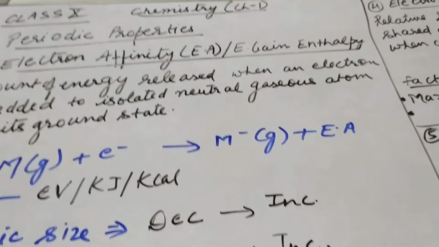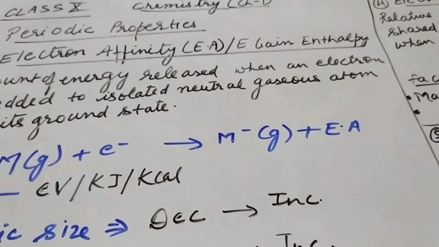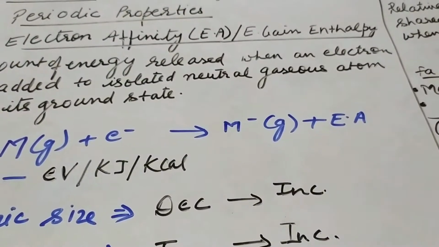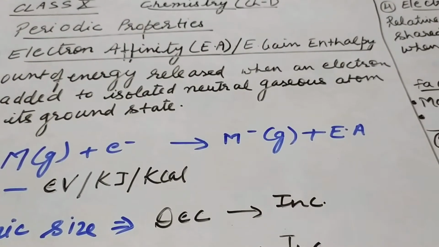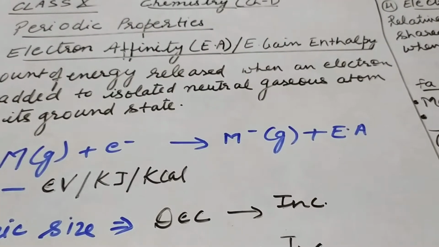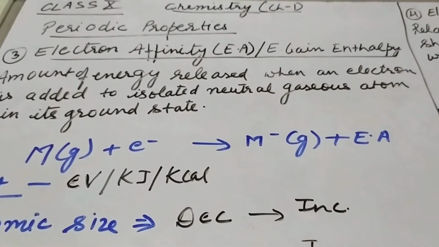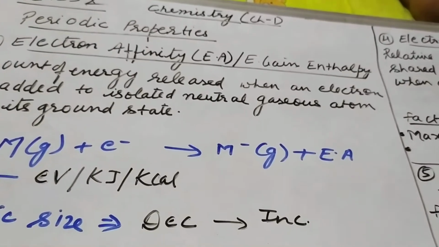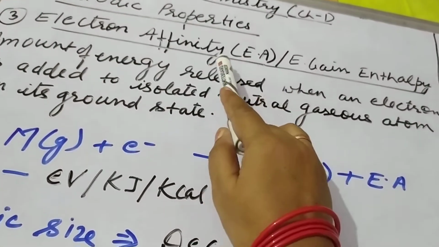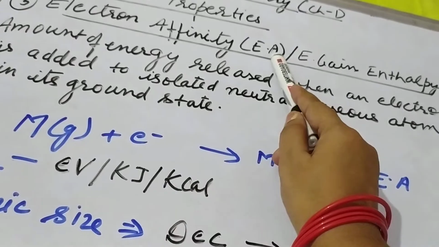Dear students, in this video we'll deal with the remaining periodic properties. In the earlier video we dealt with the first periodic property, atomic size, and second, IP. Now here we are dealing with electron affinity, also called electron gain enthalpy, written in short as EA.